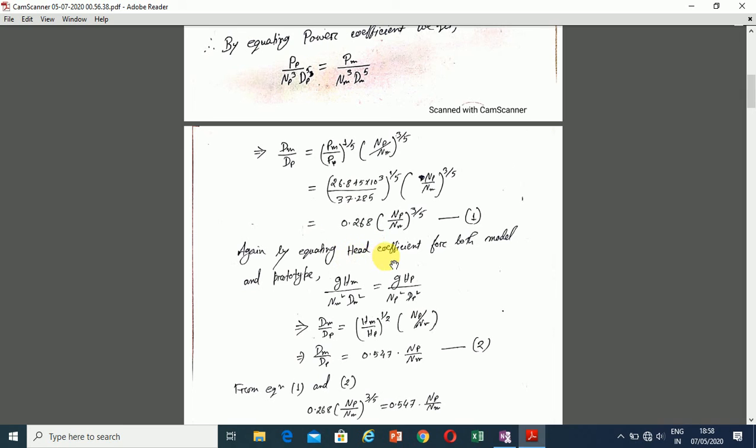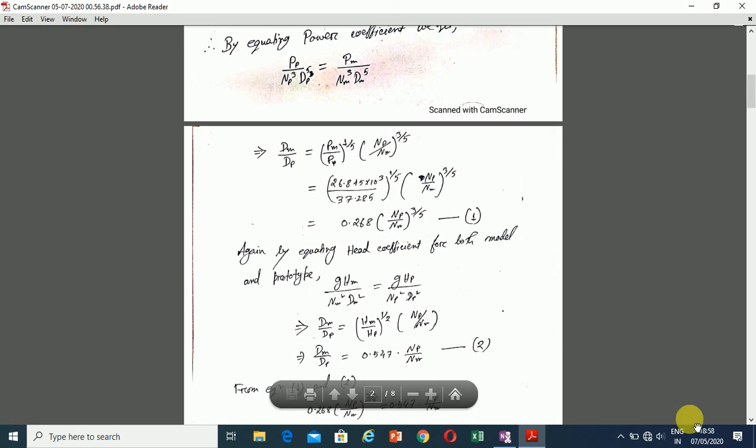Again, by equating head coefficient, that is also a dimensionless quantity, for both model and prototype, we equate GHM divided by NM square into DM square is equal to GHP divided by NP square into dP square. From here, dm by dP is found as (HM by HP) to the power 1 by 2 into NP by NM. Putting the values of HM and HP, we get dm by dP equal to 0.547 into NP by NM. It is equation number 2.